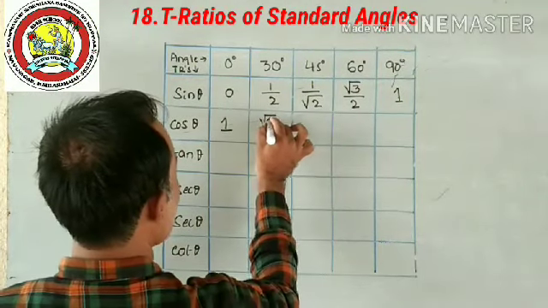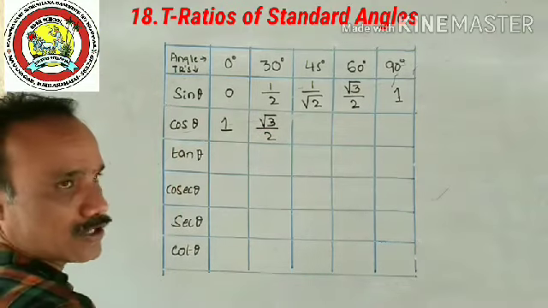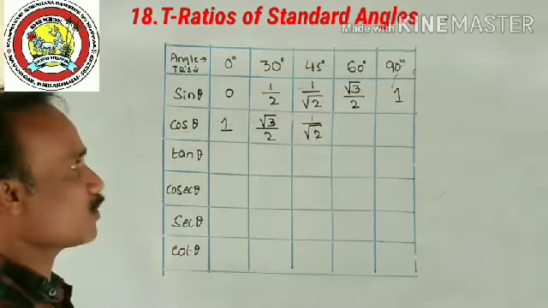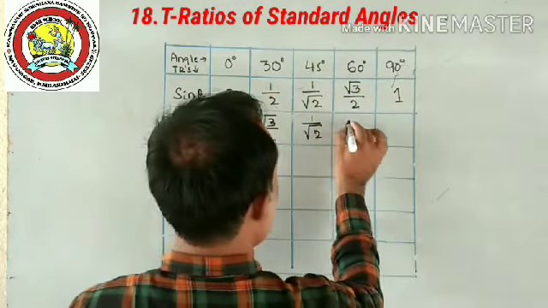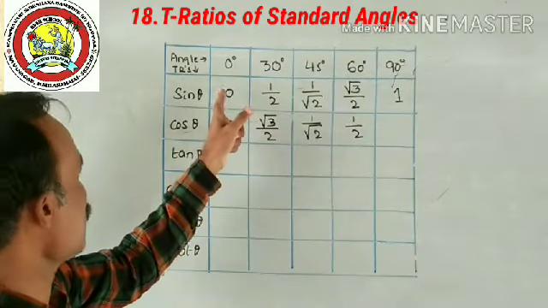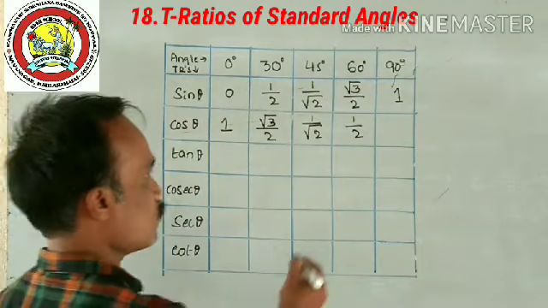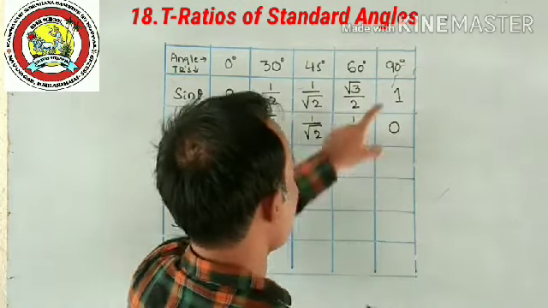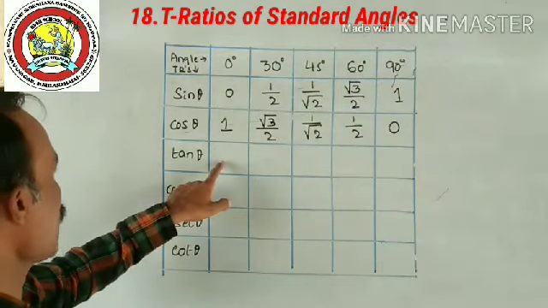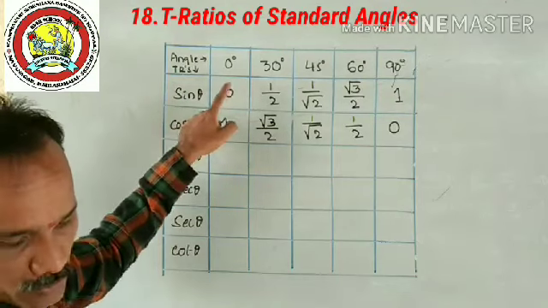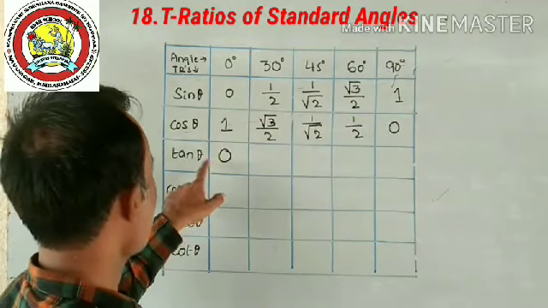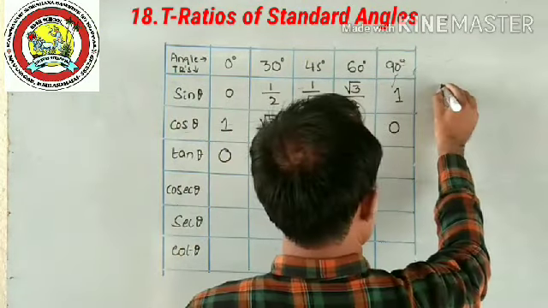Next, cos 30 value is root 3 by 2. Cos 45 is the same as sine 45, that is 1 by root 2. Cos 60 is the same as sine 30, that is 1 by 2. Cos 90 is the same as sine 0, that is 0. If you know these two, sine and cos, you can write the remaining 4 easily. Tan theta is sine by cos, so tan 0 is 0 by 1, which is 0.